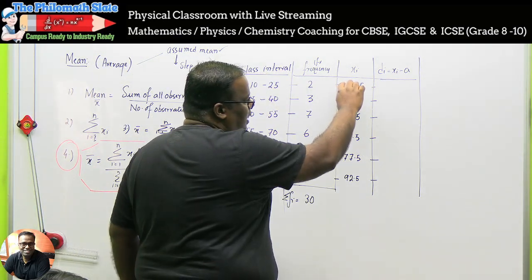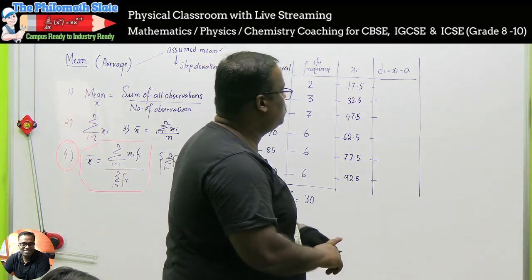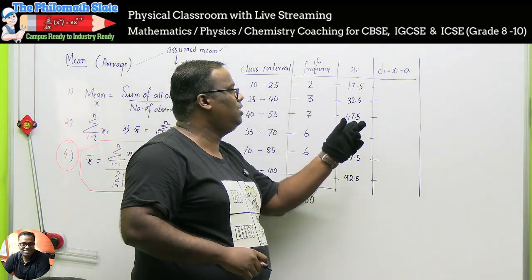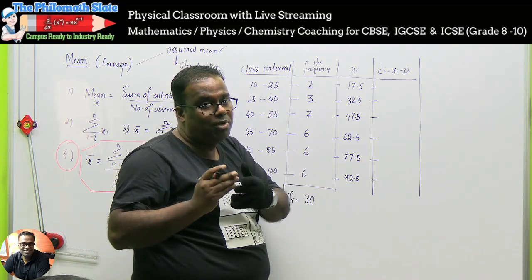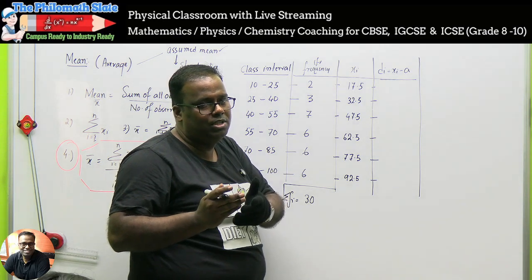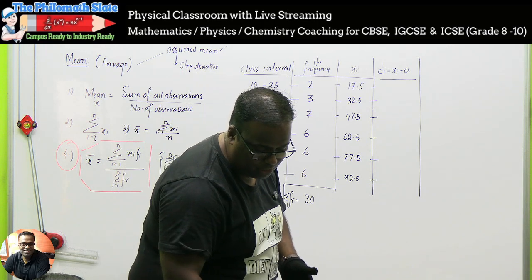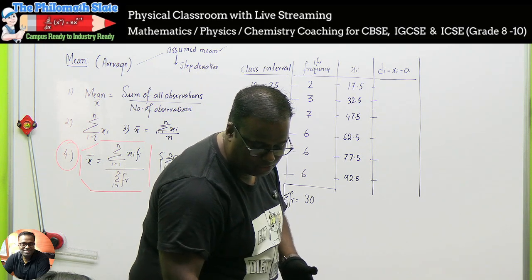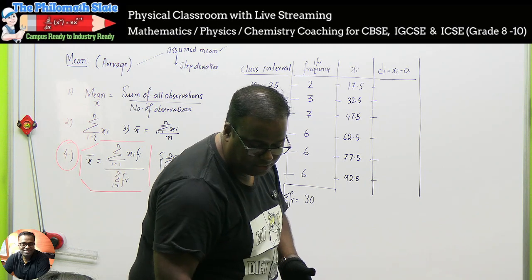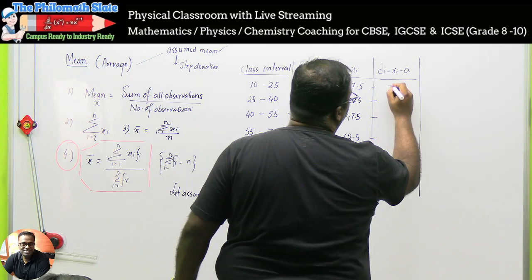So look at Neha, look here. This is a 15 gap. This is a 15 gap. So what is the deviation from 17.5 to 47.5? 17.5 minus 47.5. How much should be the deviation? Minus 30. Right? See, 17.5 minus how much? 47.5. So we should get minus 30 as our deviation. So this gives me minus 30.